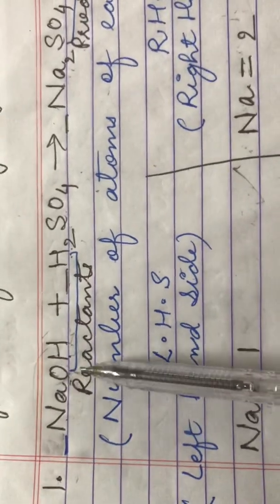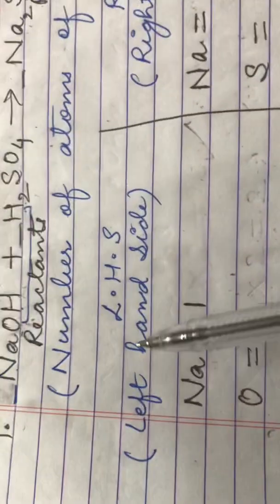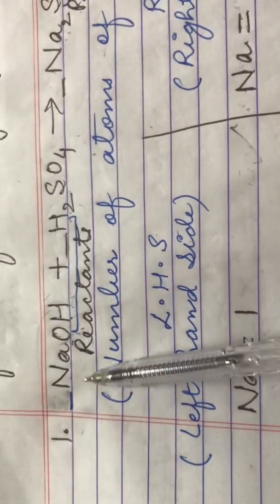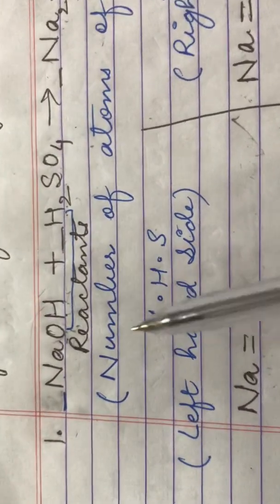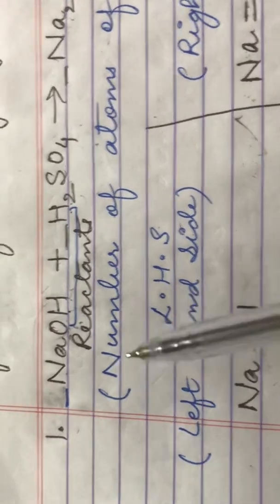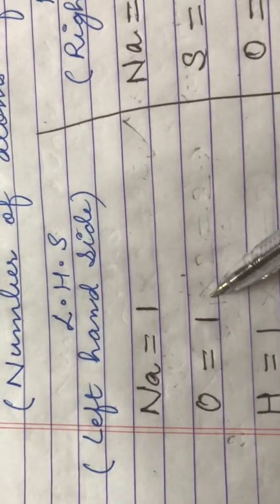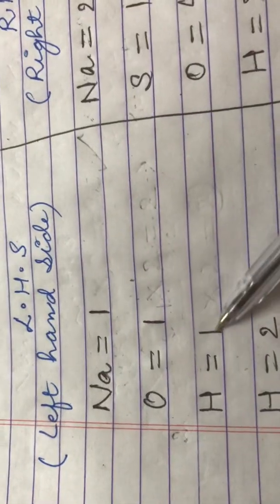That means in the first molecule, if we have sodium, we write Na. And the number of sodium atoms in the first formula is 1. We write 1. Then we have oxygen, we write an O, and the number of oxygen atoms in the first molecule is 1. So we write a 1 for the number of atoms present in the molecule of sodium hydroxide. Coming to hydrogen, the number of atoms of hydrogen in the molecule of sodium hydroxide is also 1. So we write 1 for hydrogen.